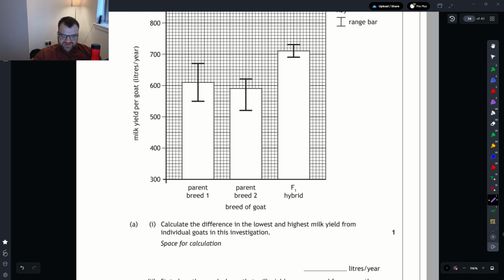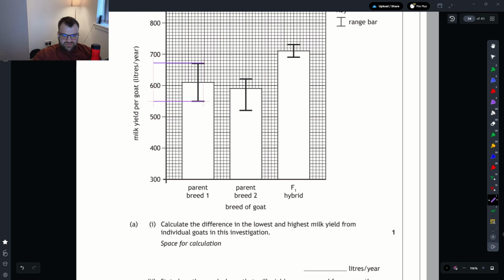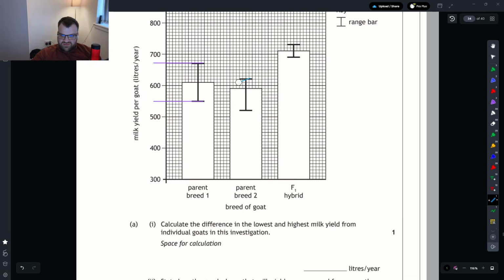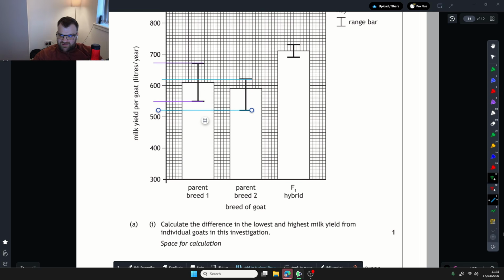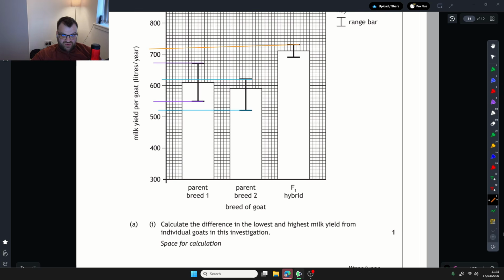I'm reading that as potentially two ways. Are they meaning parent 1, largest, smallest, and then parent 2, the same? My first thought was, are we looking for just the biggest of all? So like this one over here for F1 is bigger. But then the smallest one is from parent breed 2.